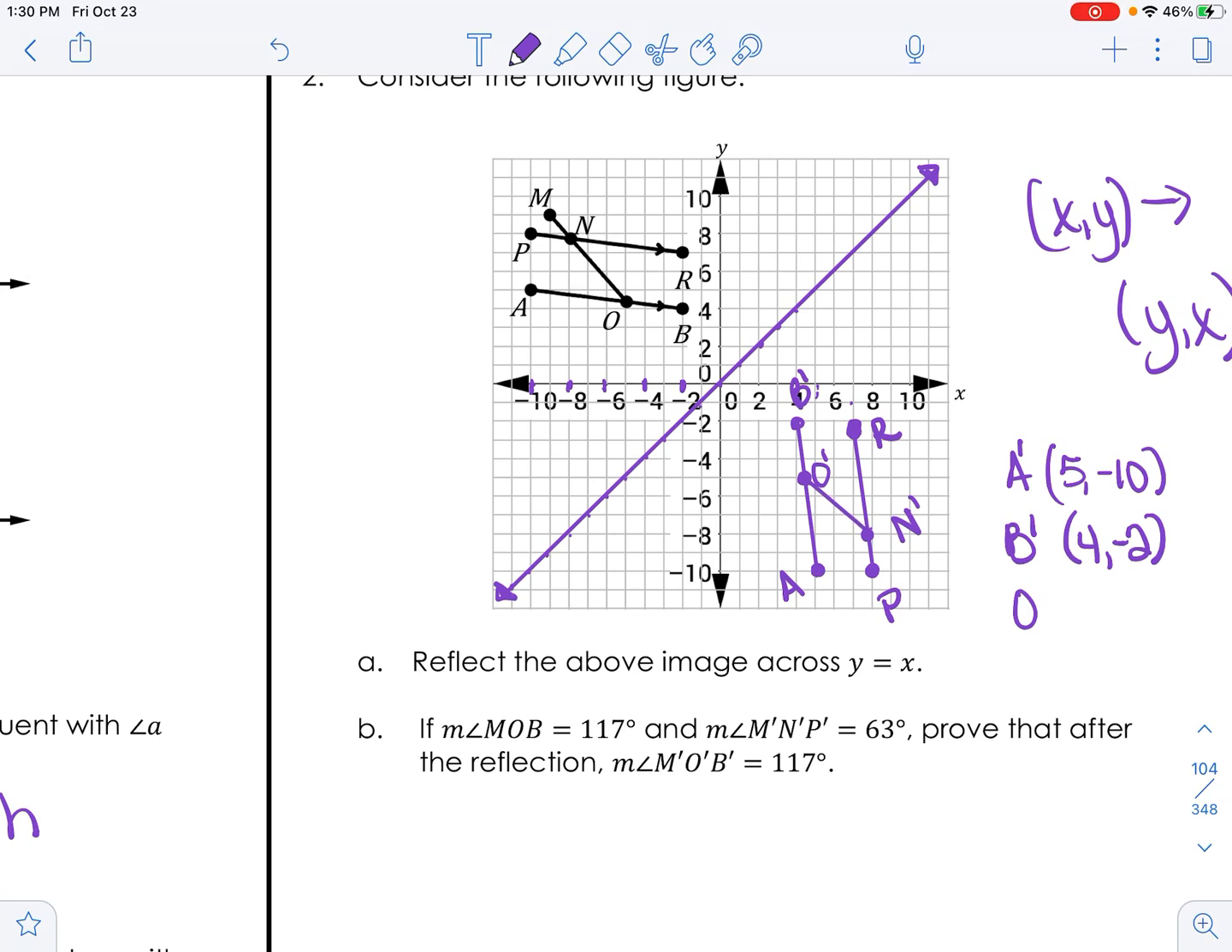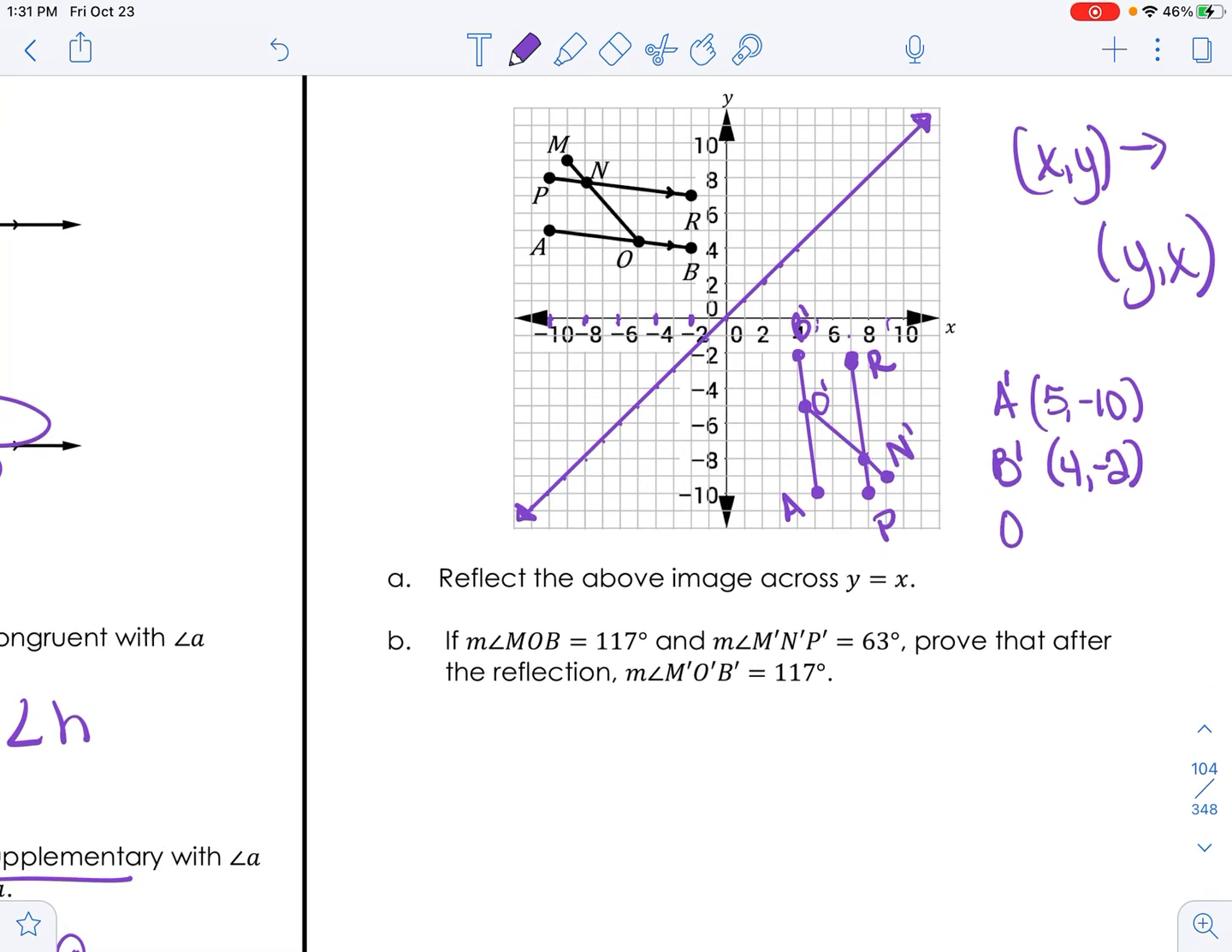N prime. Okay, and oh, M. All right, and M is at negative 9, comma 9, so we'll go to 9, comma negative 9, and extend that line out. Okay, whew, that was difficult trying to figure all those little points that weren't quite points out.